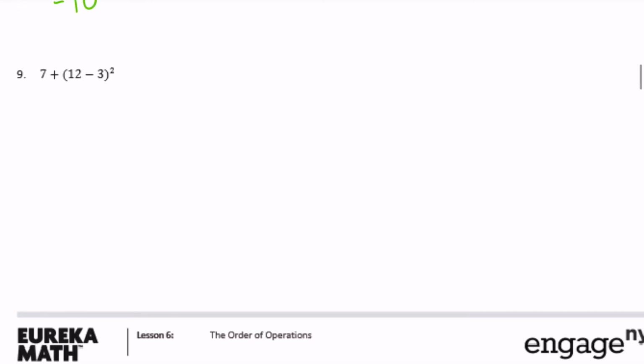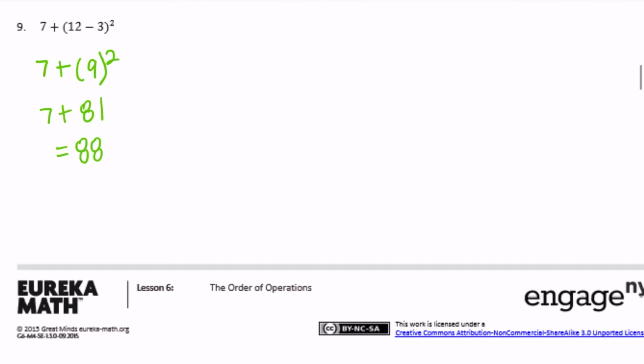7 plus 12 minus 3 to the second power. So we have 7 plus, this time the exponent's on the outside. So I can solve 12 minus 3. That is 9. So now I need to do the exponent. 7 plus 9 to the second power is 81. 7 plus 81 would be equal to 88. And that is the end.